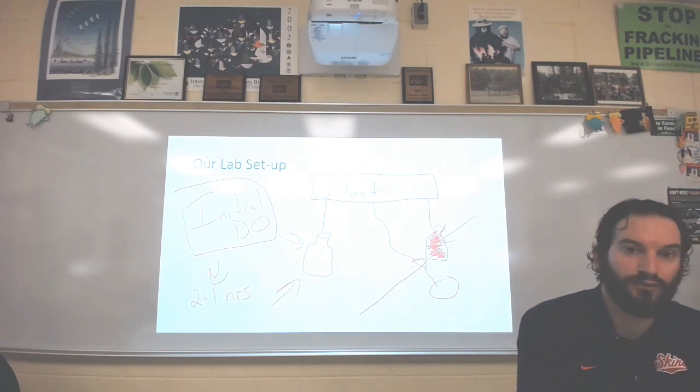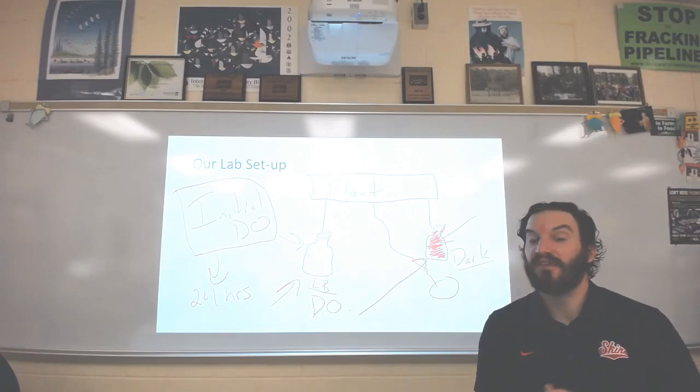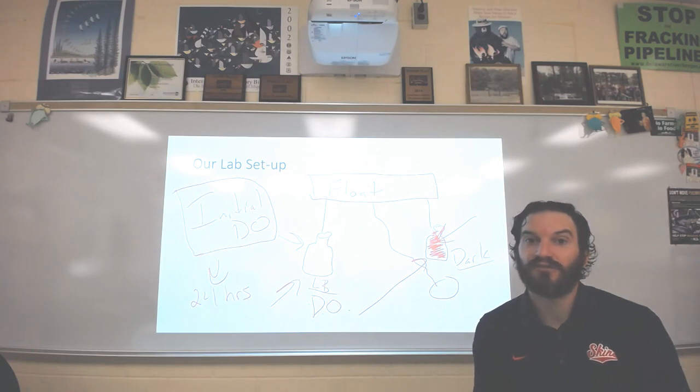Now, after sitting for 24 hours, I'm going to retrieve these and carefully take the dissolved oxygen again. I'm going to have what I'm going to call my light bottle, which I'll represent as a DLB, and then I'm going to have my dark bottle, and I'll write the word dark out here. So what I'm going to have now is, in theory, 2 different dissolved oxygen levels.